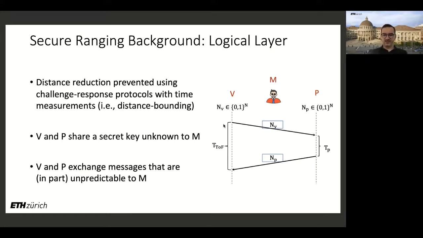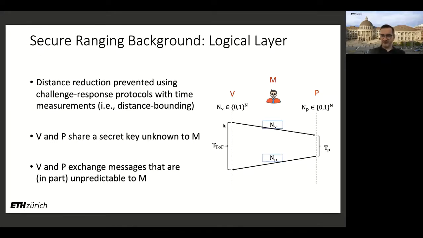Unlike distance bounding protocols that were talked about in the community for the last 10 years, these ranging protocols do not use any form of rapid bit exchange. In fact, ranging happens over packets and not over individual bits. And this can actually be done securely, despite some of the previous results where people thought that this cannot be done. This actually can be done securely, as we will show.